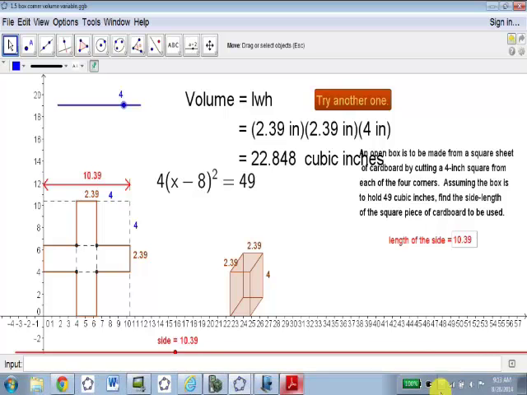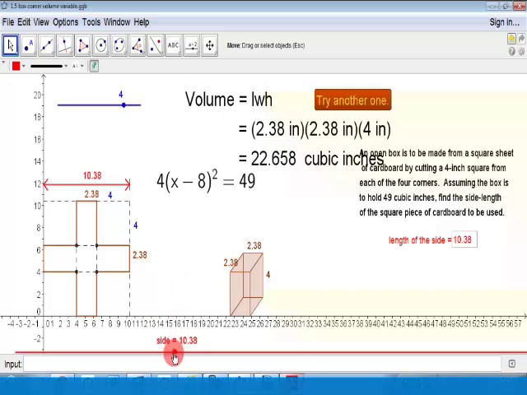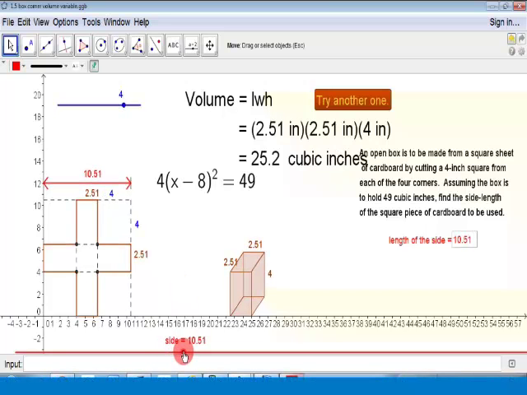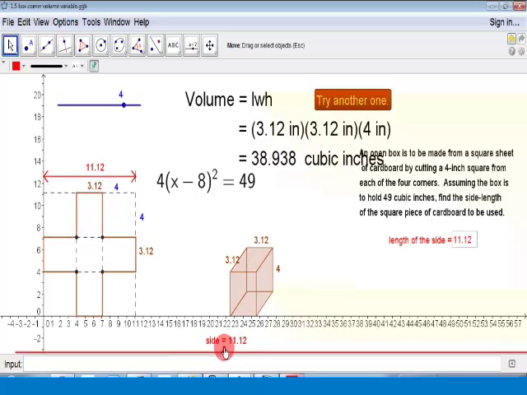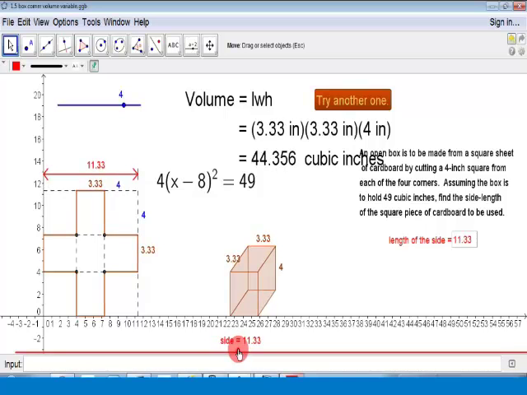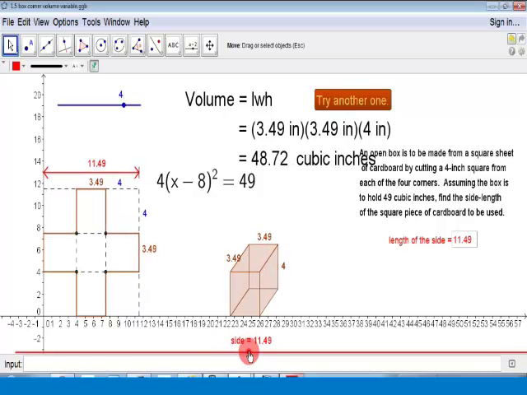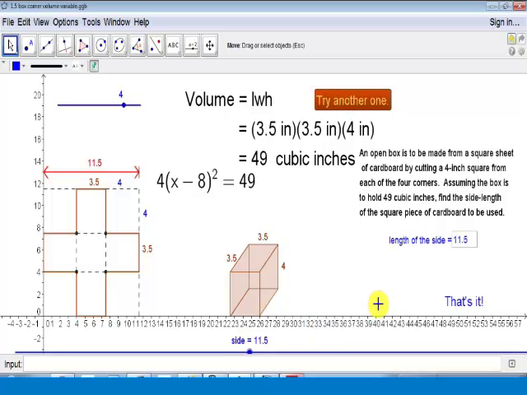But if we go bigger, if the side could be as much as what? How big did we say it had to be? Aha, there we go. If it's as much as 11.5 by 11.5 and we cut out the 4, fold up the sides, we get a box that's 4 by 3.5 by 3.5, and that gives us the 49 cubic inches that we need. So that looks pretty good.